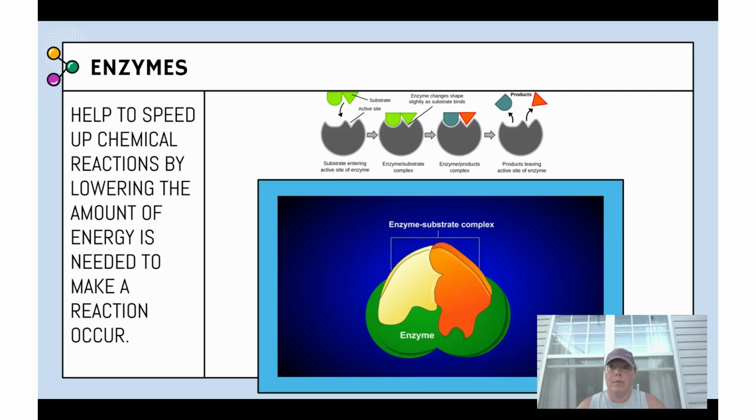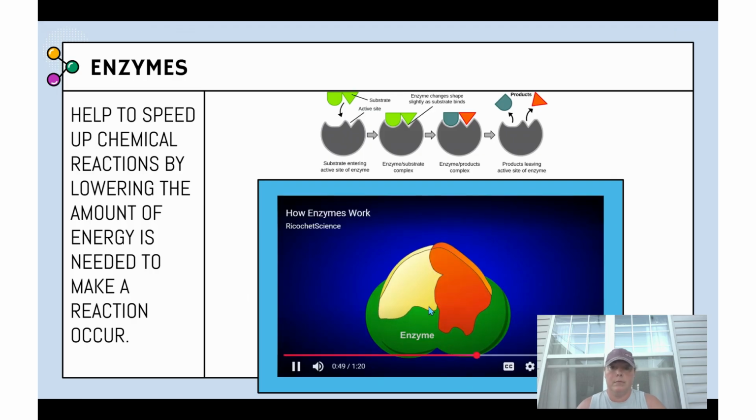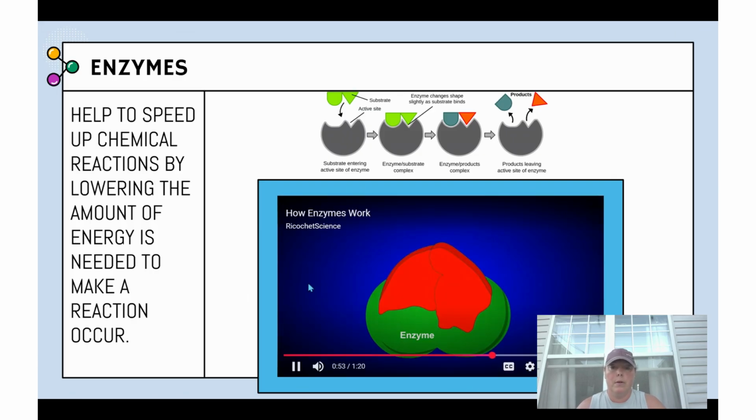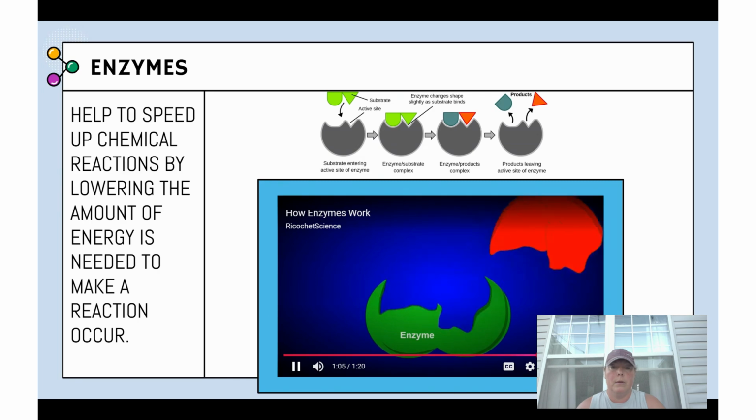As the enzyme and substrates begin to react, some of the chemical bonds in the substrates begin to weaken, causing them to link together. Eventually, the chemical reactions at the active site lead to the formation of a different molecule. This is referred to as the product. Once the reaction has occurred, the product is released from the active site.